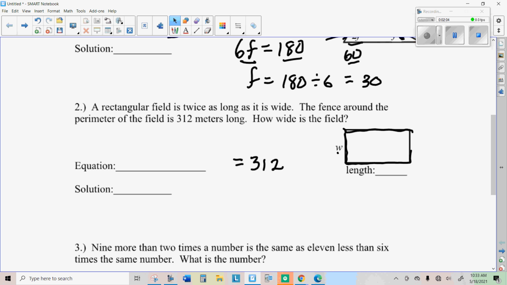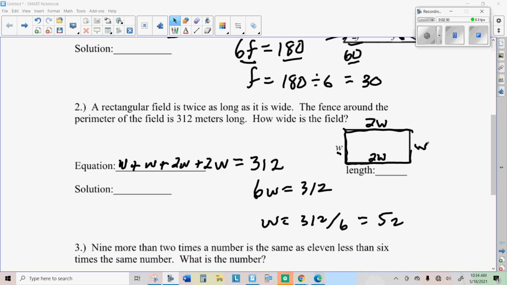Okay, now if this side is W, then so is this side, because rectangles have the same on both sides. And it says the length is twice the width. So we're going to represent that with 2W, 2 times W. So these are 2 times W. So here's my equation, W plus W plus 2W plus 2W. Okay, go ahead and simplify that and solve it.